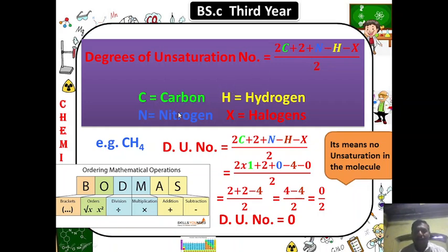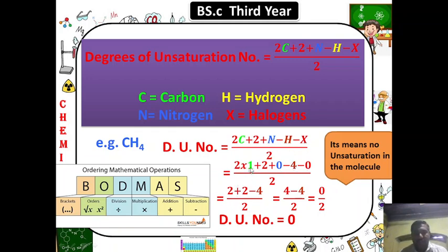Carbon, hydrogen, nitrogen, and halogen. X is the halogen, N for nitrogen, C for carbon, H for hydrogen. From this we calculate, for example, the degree of unsaturation (DU) number of CH4 compounds, meaning how many double bonds. We put the values here: carbon is 1, hydrogen is 4, there is no nitrogen and no halides.